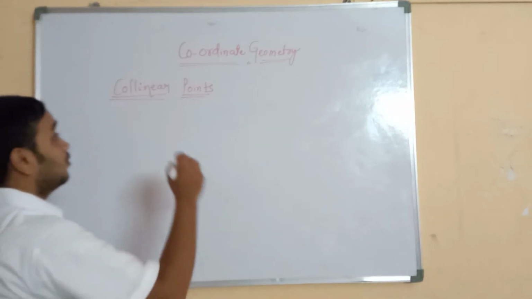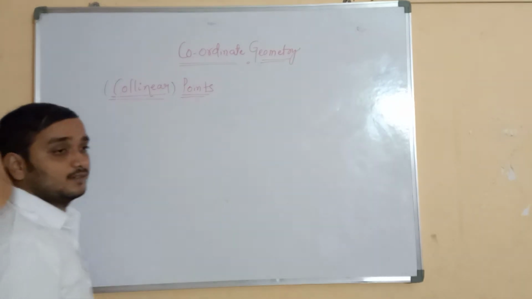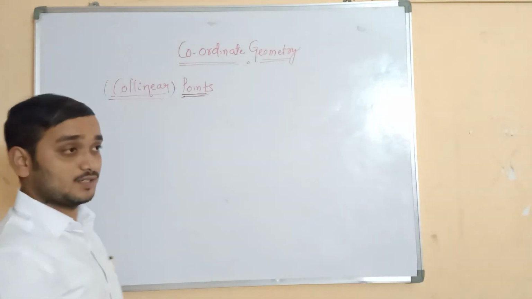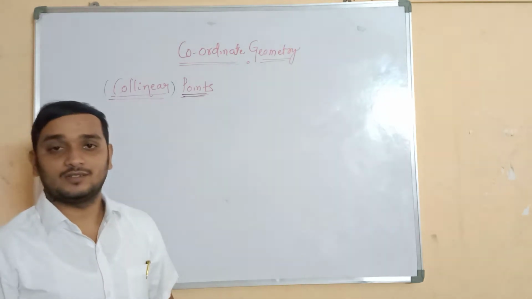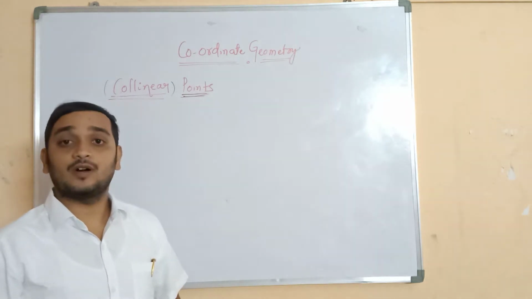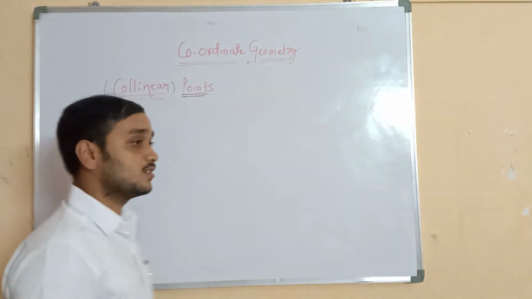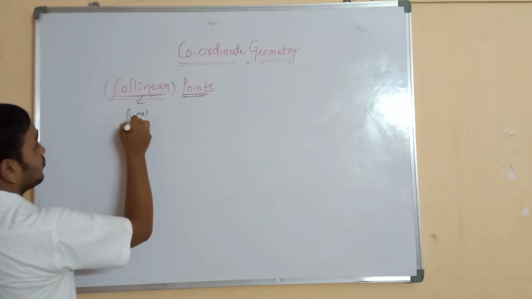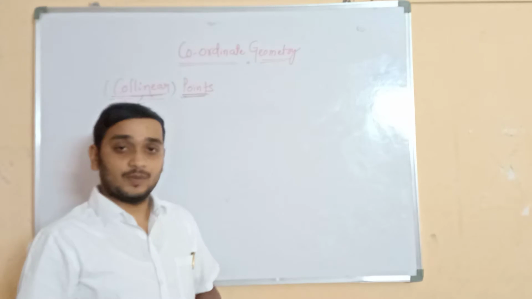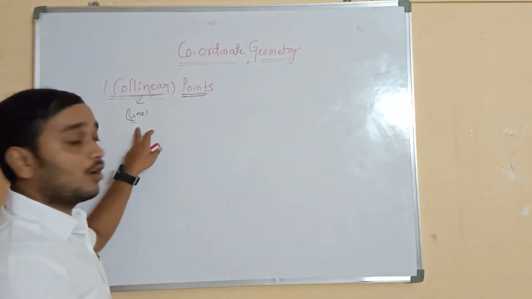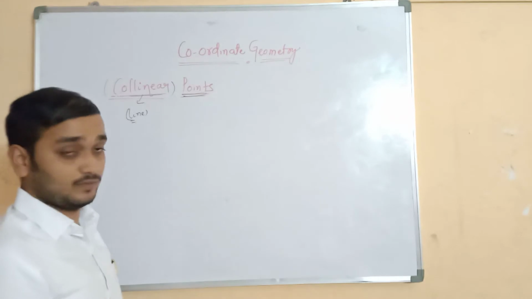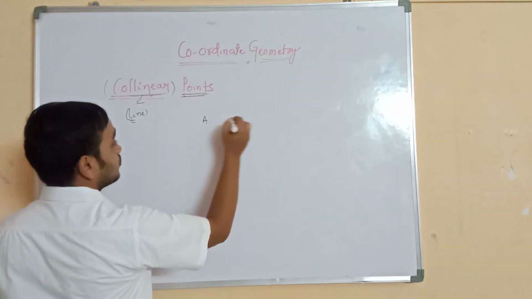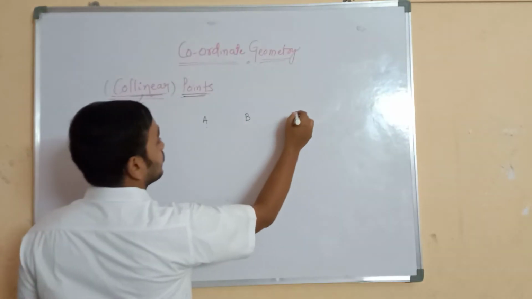See, collinear. Collinear what? Points. That means some points are there, and we have to prove that the points are collinear or not. Collinear means, see, it is similar to a line. A small part, that is a line, is placed. So let's take 3 points: A, B, C.